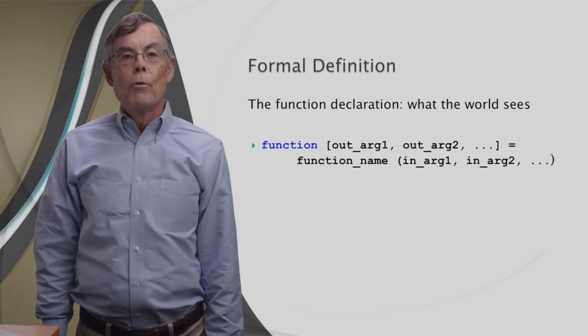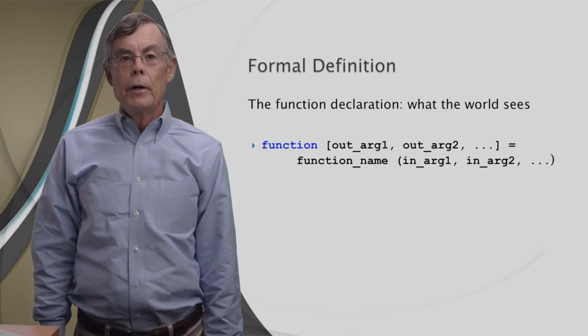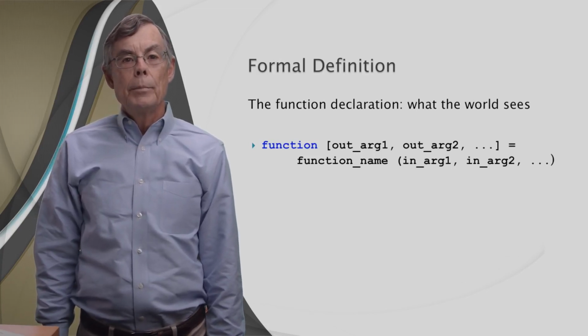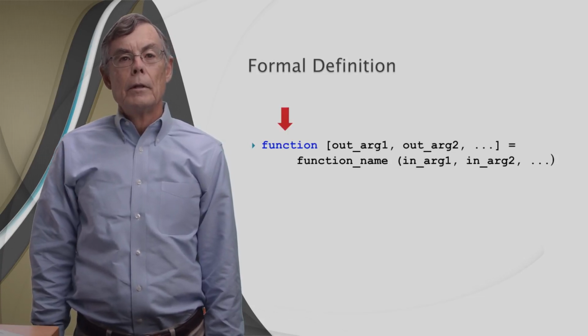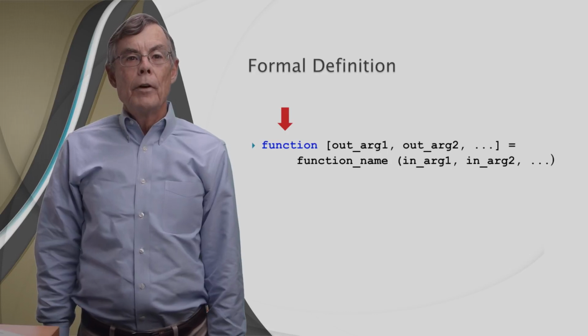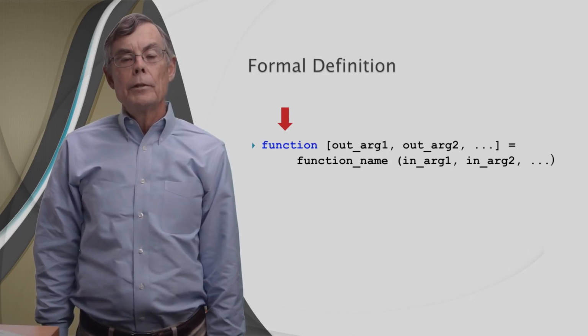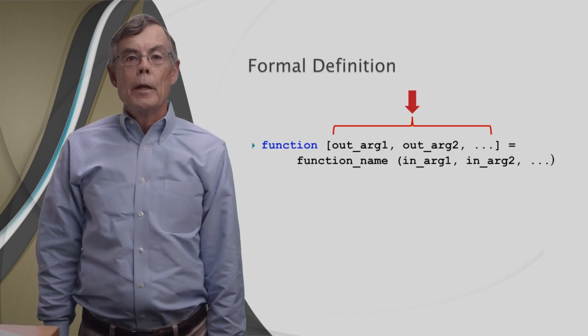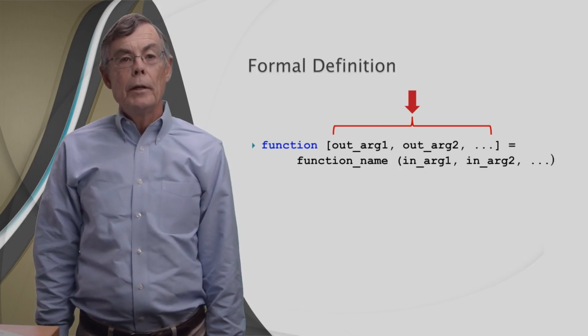Now we know enough to study the formal definition of MATLAB functions. A function's interface with the world is defined in a header at the beginning, and that header is called the function declaration. The declaration starts with the function keyword, and to remind you that it's a keyword, MATLAB highlights it for you in blue. Then come the output arguments, if you have any.